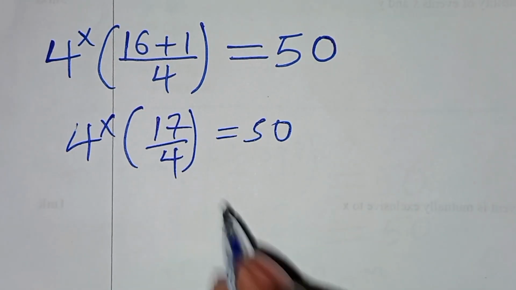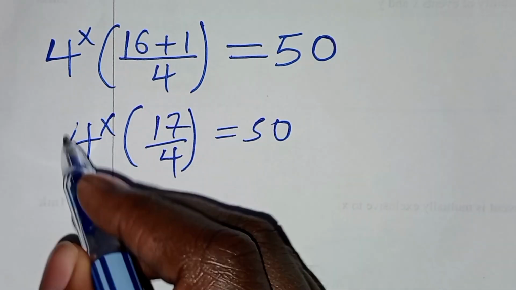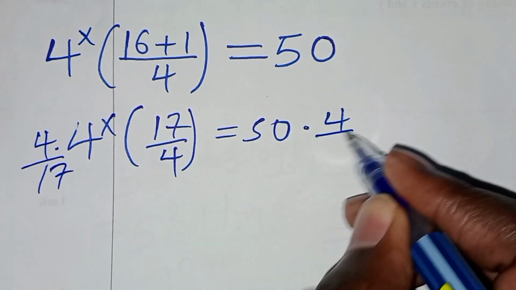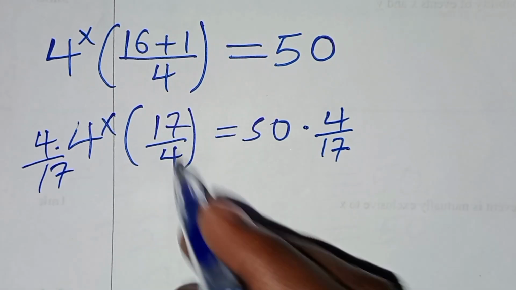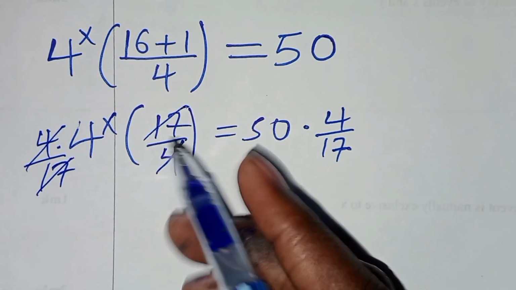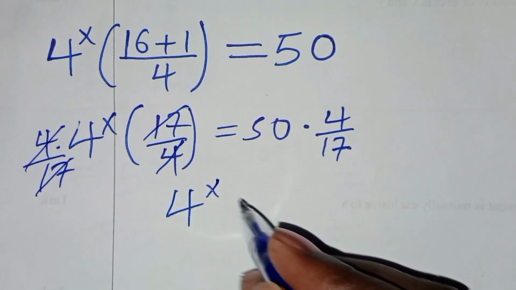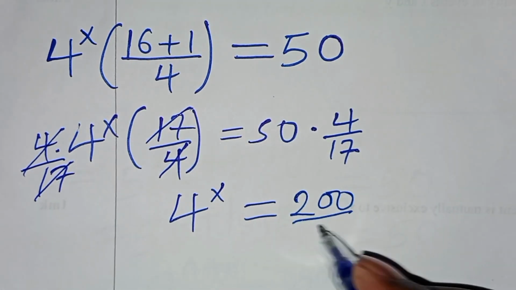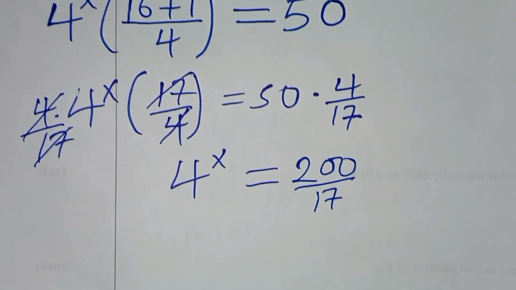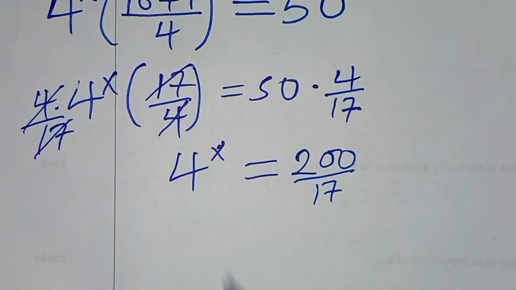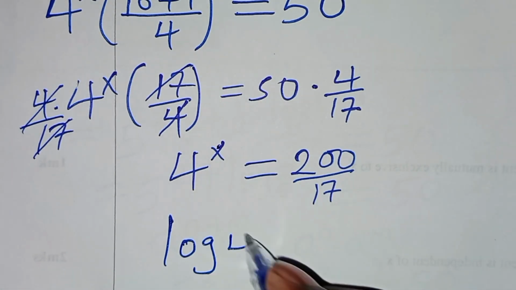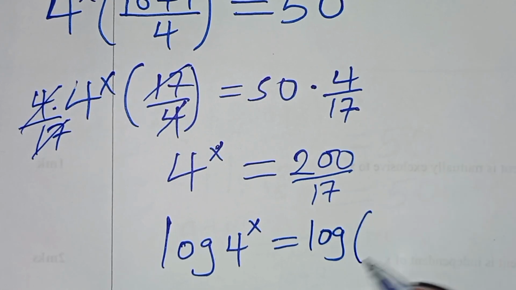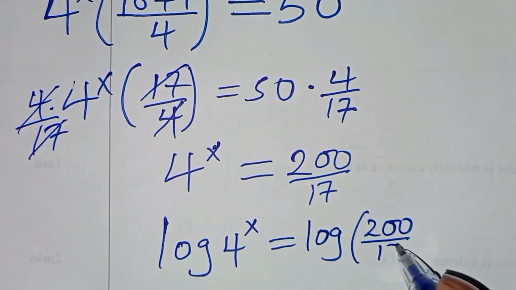So let's multiply both sides by 4 over 17. So here we simplify, so that we'll have 4 to the power x equal to 50 times 4, this is 200 divided by 17. To solve for the value of x here, we introduce the natural logarithm on both sides. That is log 4 to the power x is equal to log 200 divided by 17.